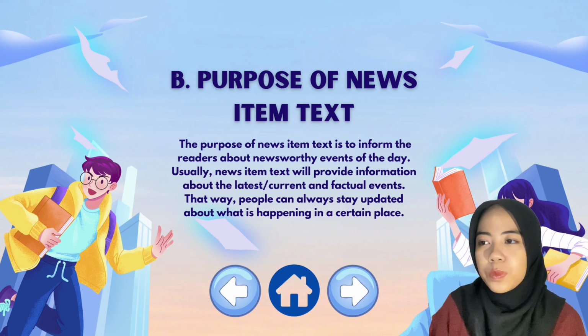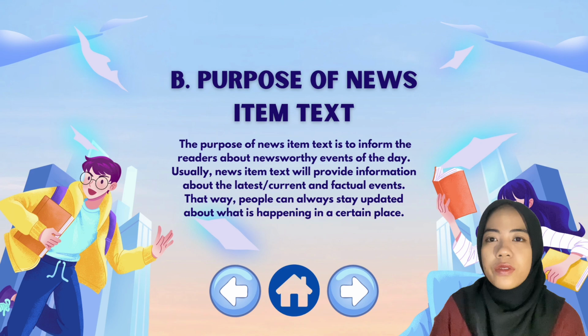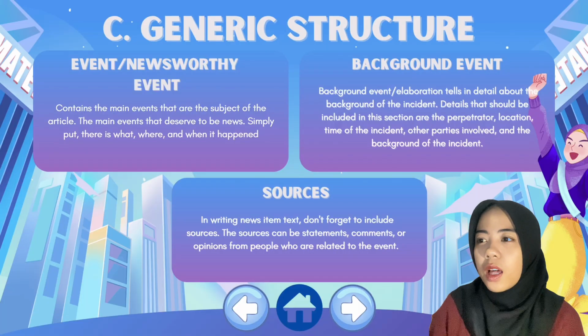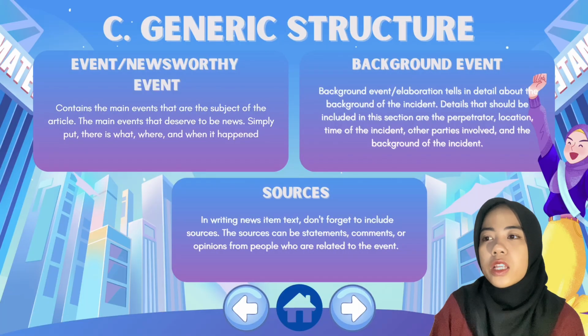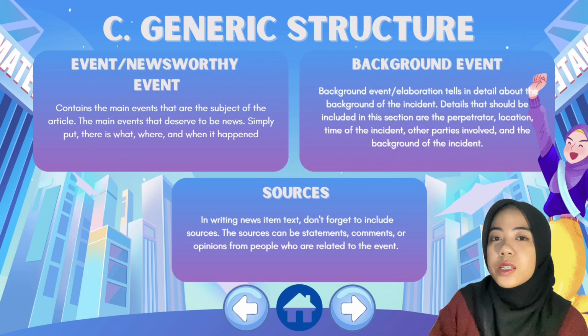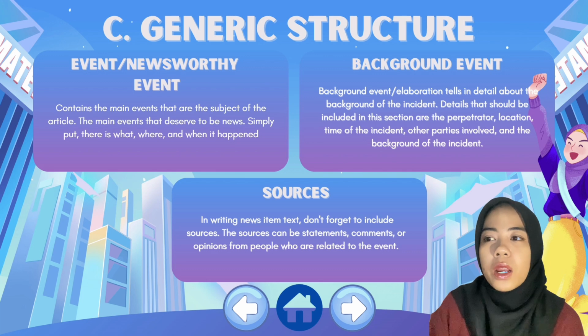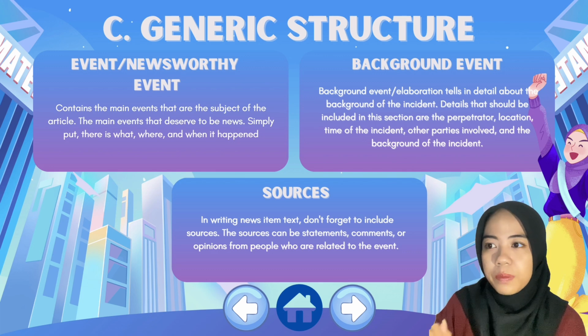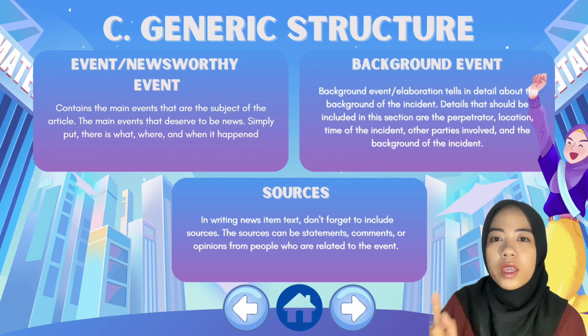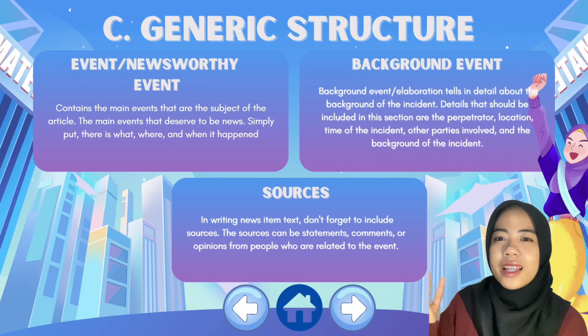Next, let's move to the generic structure. Now that we know what a news item is, let's break it down. Every news item follows a clear structure. There are three main parts. There are newsworthy event or event, the second is background event, and then sources.